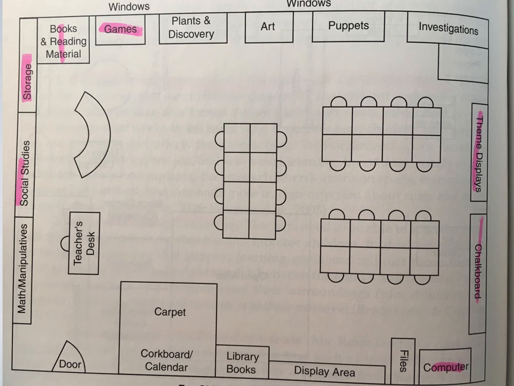And then there are some theme displays and a chalkboard, a computer, which I think dates this a lot, but there's files, a display area, library books, a carpet, corkboard, calendar to invite them over. Then you can see kids' desks. If I were designing my room, I don't think this is the textbook perfect classroom, so I would even change some stuff, but that's because it reflects my teaching style.